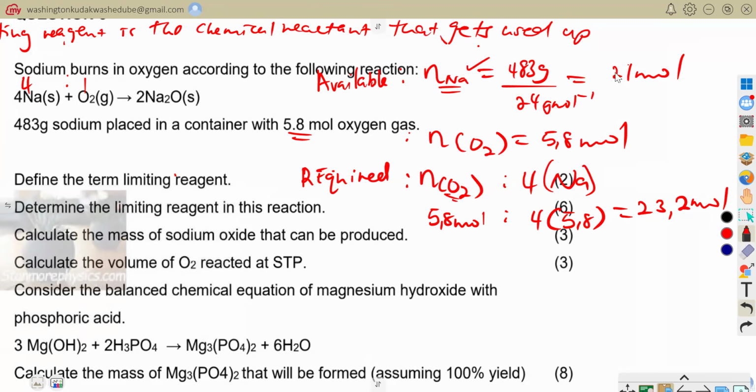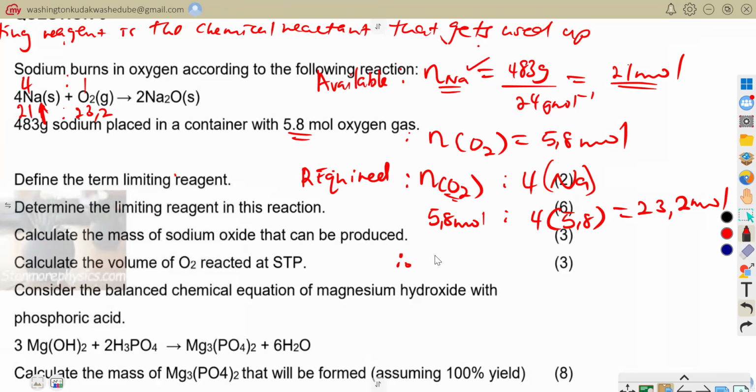of sodium. But sodium only has 21 moles of the available reactant. So we only have got 21 when we require 23.2. So you can see that at some point in time, our sodium is actually insufficient. It's going to be used up before our oxygen is used up. So our sodium is going to be our limiting reactant.